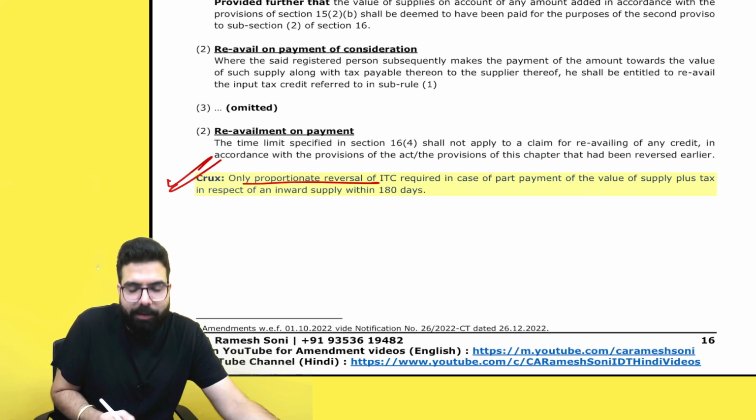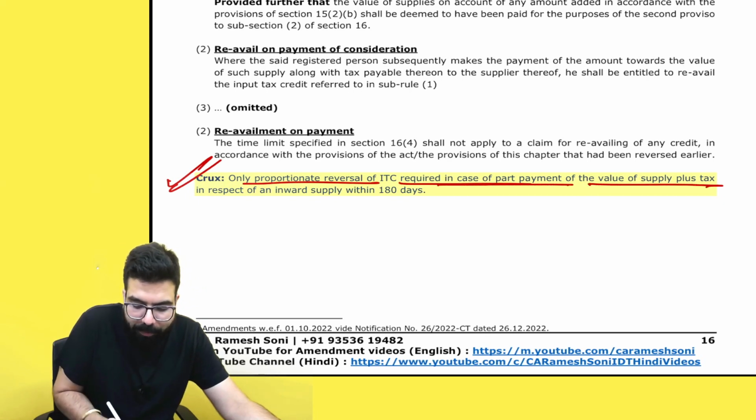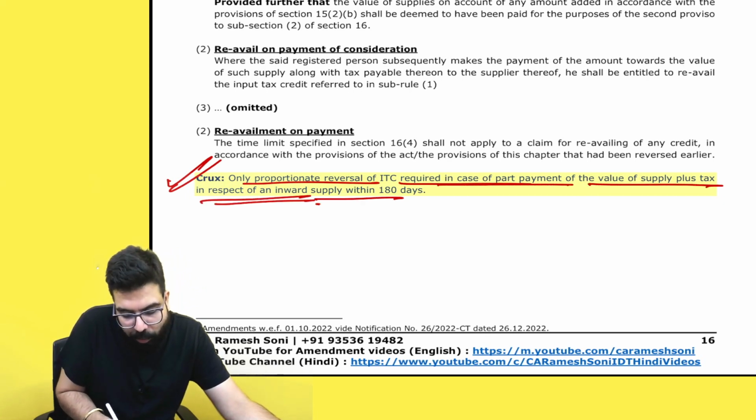Only proportionate reversal of ITC is required in case of part payment of the value of supply plus the tax in respect of inward supply within 180 days.